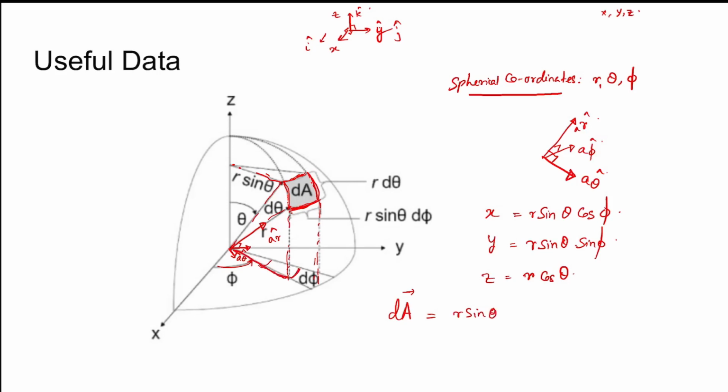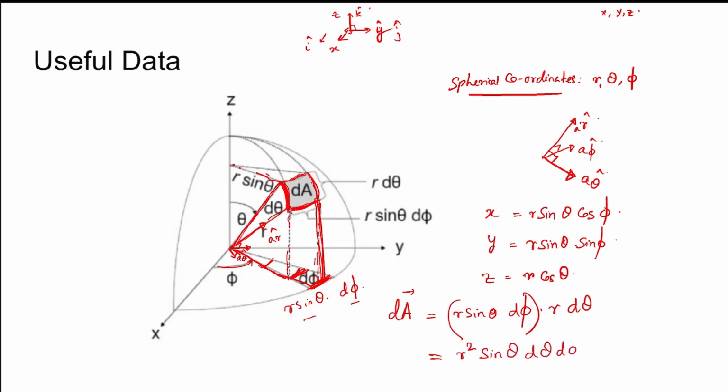It will be similar here. This length is r sin theta multiplied by d phi. This is multiplied by this other length, which is r multiplied by d theta. So your elemental area comes out to be r square sin theta d theta d phi.